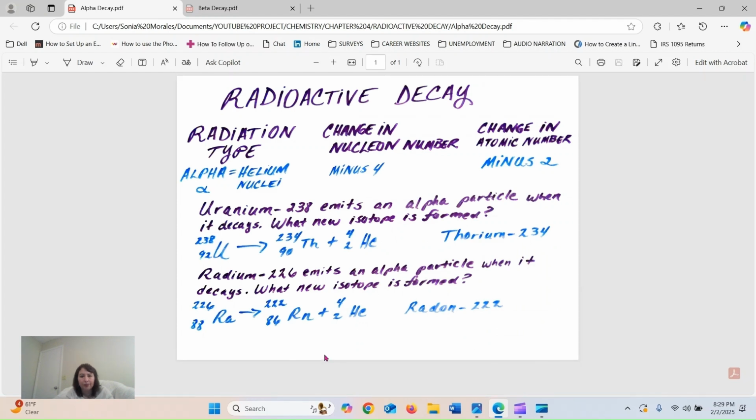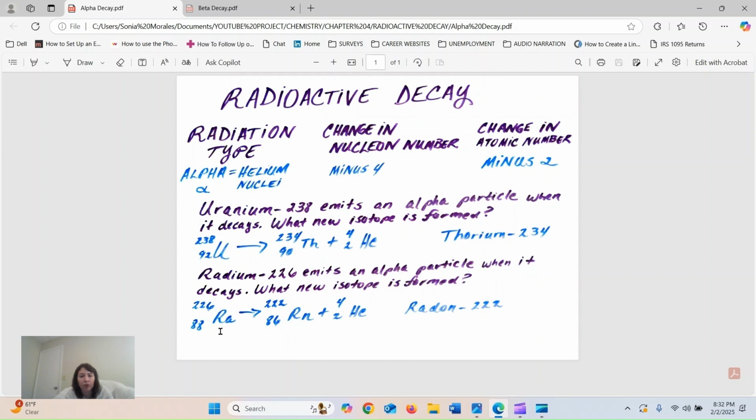So that's that. So now let's go to the next problem. Radium-226 emits an alpha particle when it decays. So what new isotope is formed? Well, let's look at this.